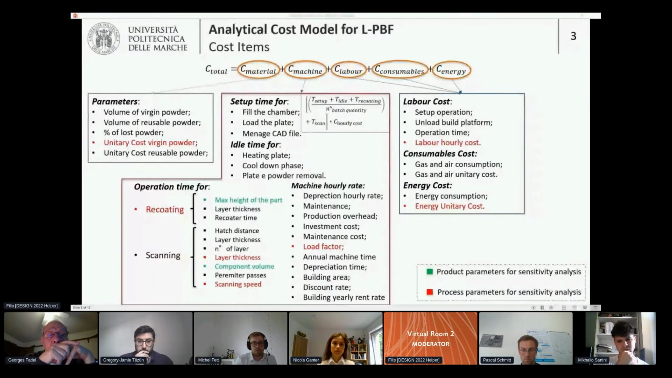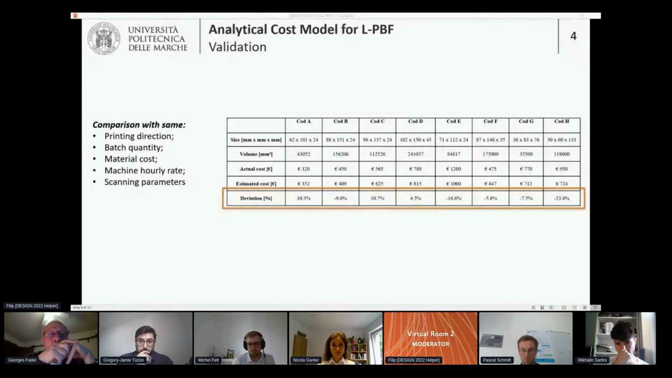Energy cost represents the machine's energy consumption during the warm-up, building, and cool-down phase. Before introducing the sensitivity analysis, a cost model validation has been done. To do this, we have considered 8 components proposed by a manufacturing company that produced this part internally. For a correct comparison, the same information and parameter values used by the company were included in the model.